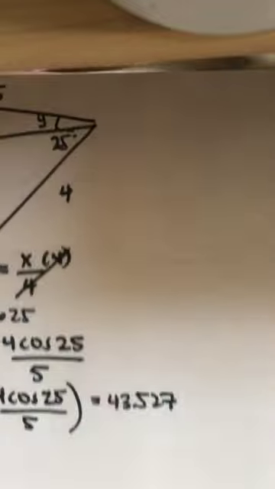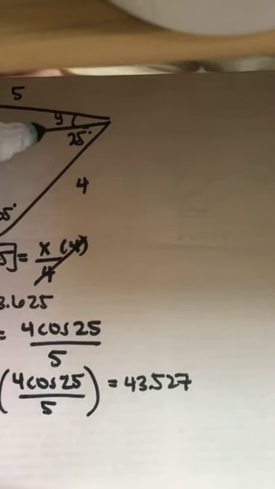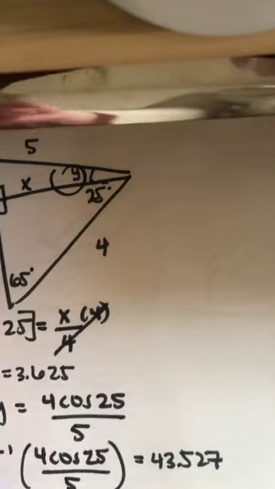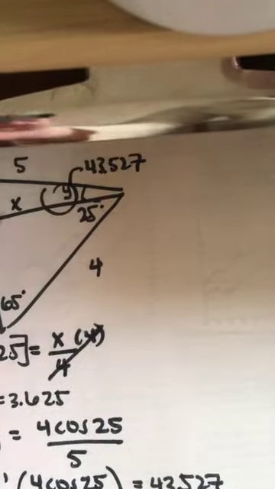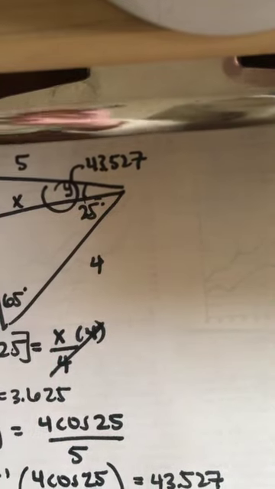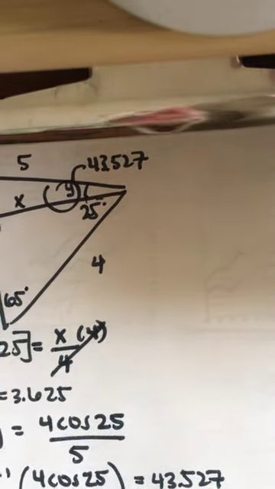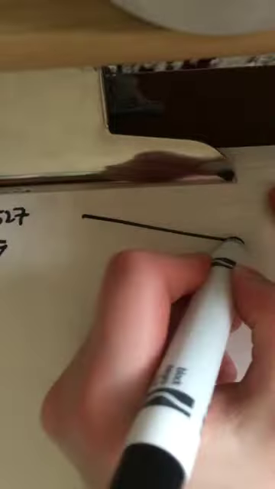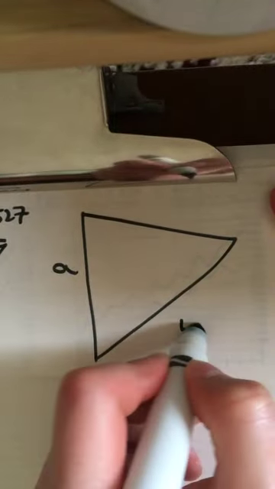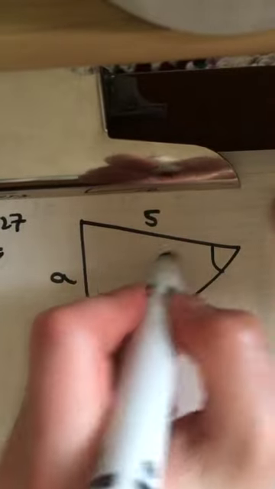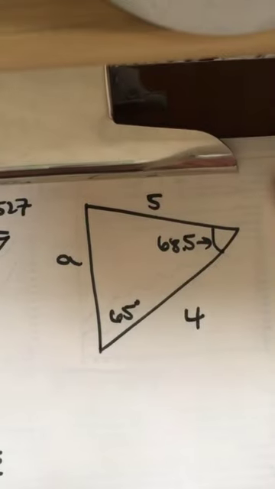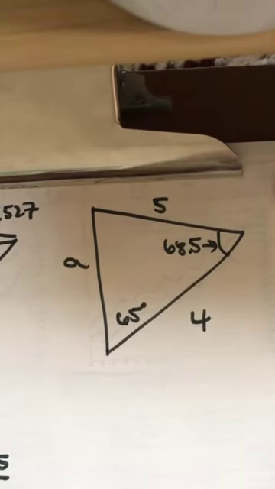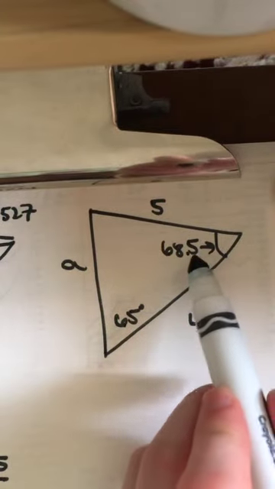43.527. That's y, that's just this part up here. So this part is 43.527. To get the total angle, I need to add to it 25. So I'm going to rewrite the triangle of what we know now. And this angle is 68.5. Yes, I'm rounding. But this angle is 68.5. That's what all that math before was for, to find this angle.